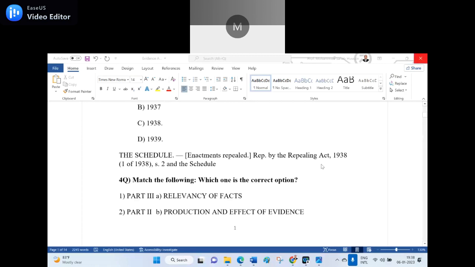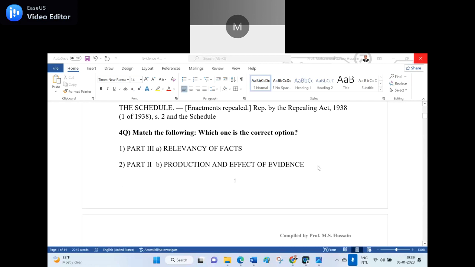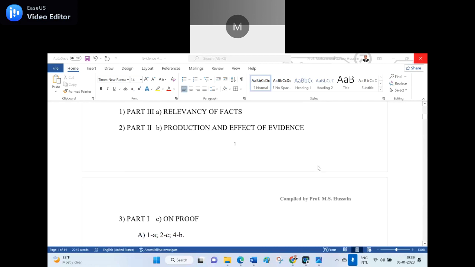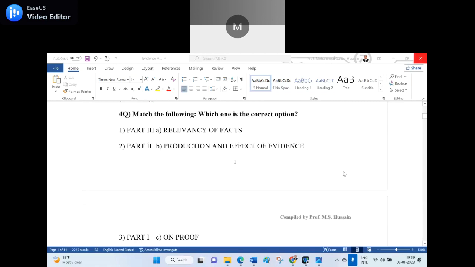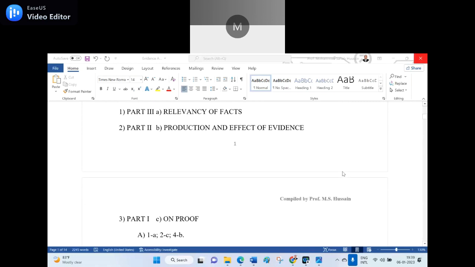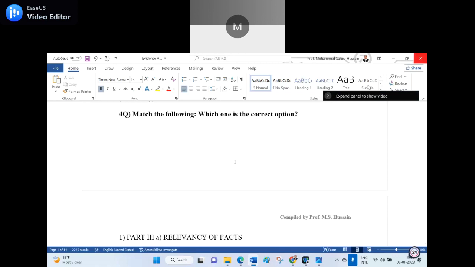Okay, now next, fourth question. Match the following. Which one is the correct option? Number 1, part 3. Number 2, part 2. Number 3, part 1. And here, the explanation of the parts. A. Relevancy of facts. B. Production and effect of evidence. And C. On proof. The 3 you could see on the screen. Am I right? Okay, I can drag it down so that you could see it.